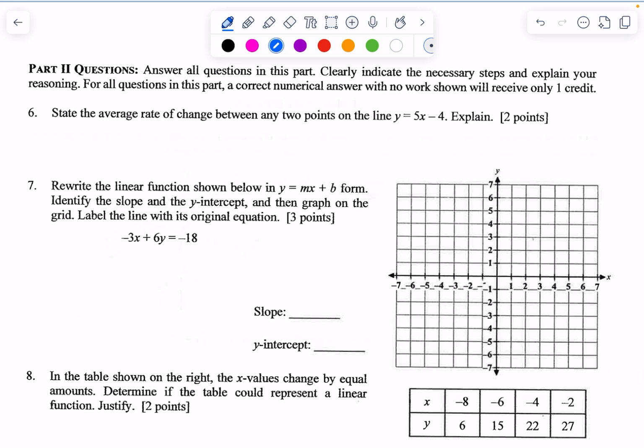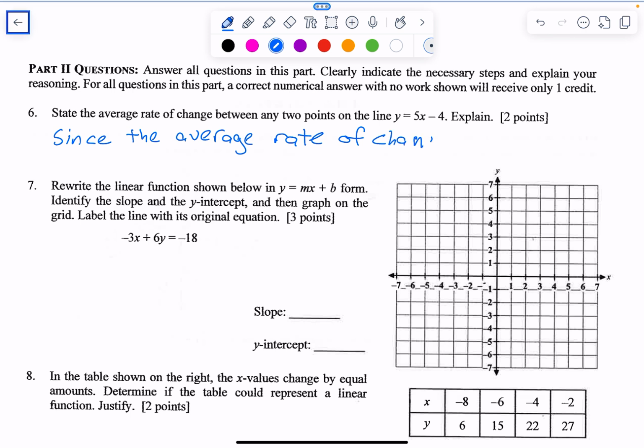This one, we could say since the average rate of change is the same as the slope, we could say that it's equal to 5 because m is equal to 5.